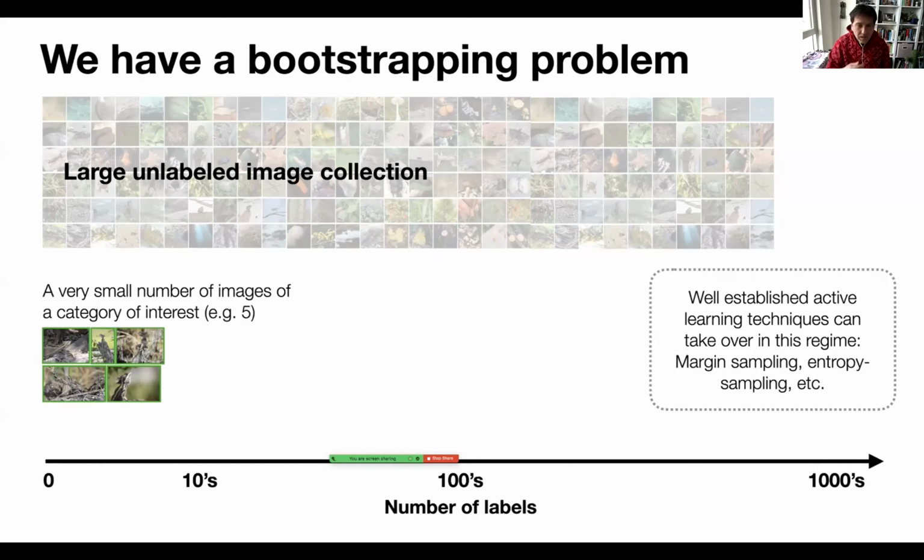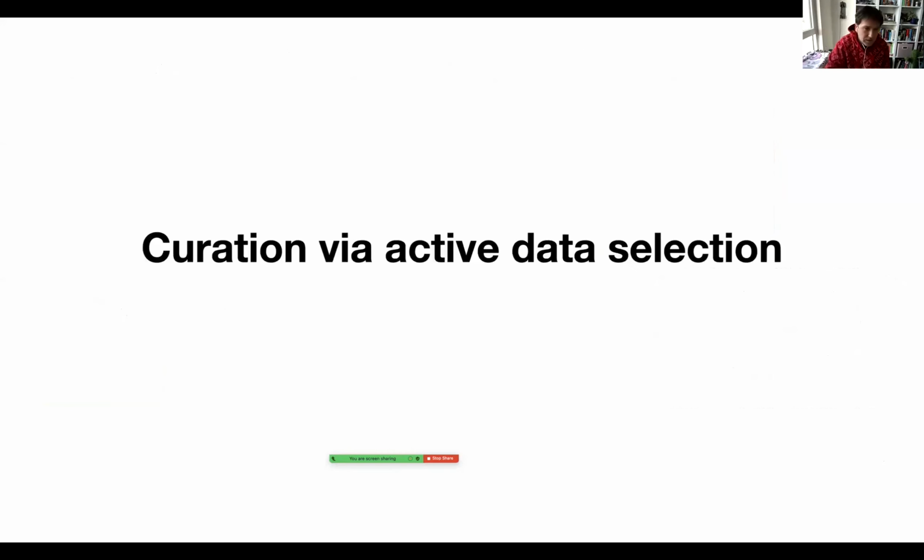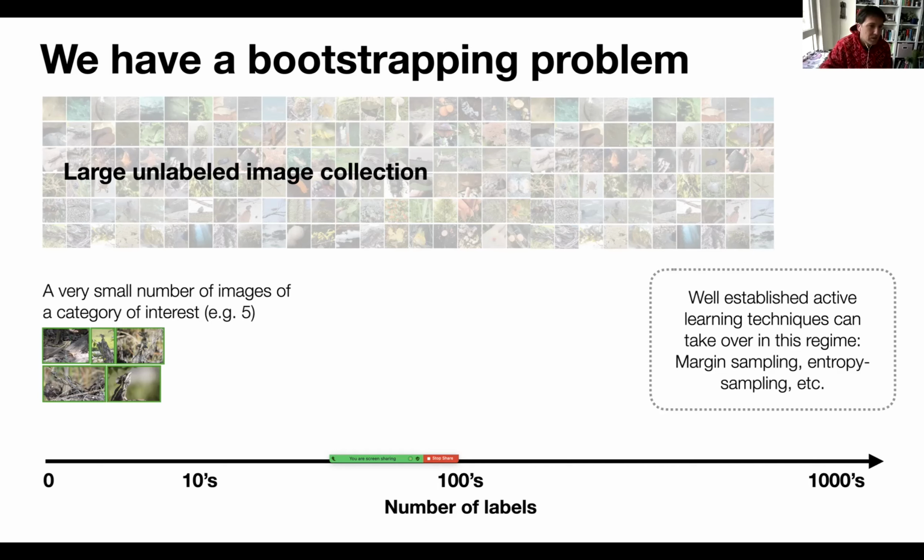So I'm going to tell you quickly about a few of the things we are doing to get out of this left side of the graph, where we have a few examples of what we want, there's a massive amount of data available to us, and we just don't know how to start the flywheel of machine learning techniques to start building better and better models.